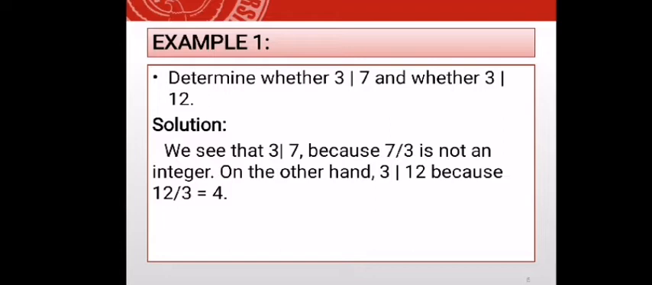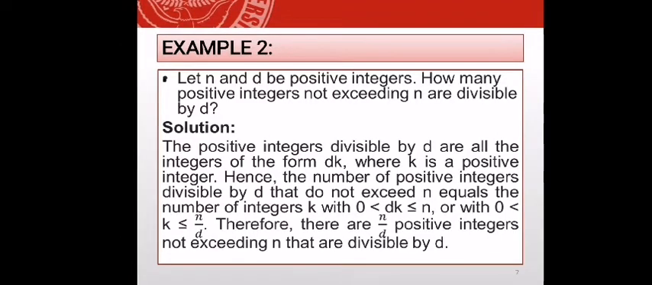So we have some examples here. Determine whether 3 divides 7 and whether 3 divides 12. So we see that 3 does not divide 7 because 7 divide 3 is not an integer. On the other hand, 3 divides 12 because 12 divide 3 equals 4.